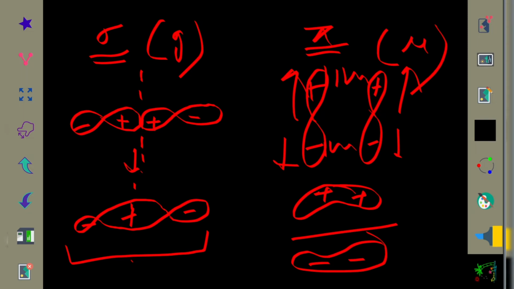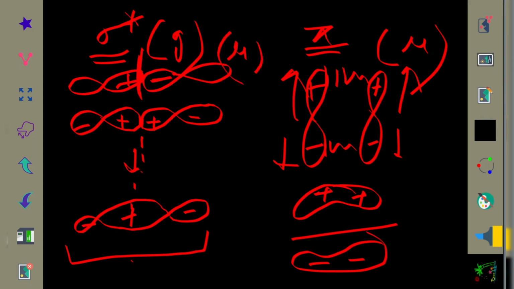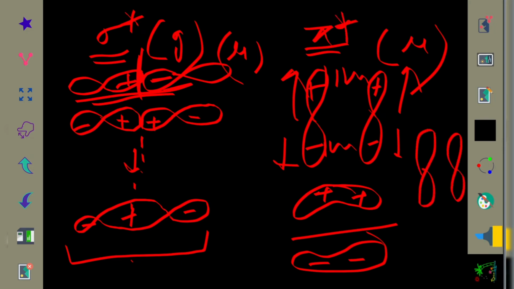And inverse of it, if you go for sigma star, here we will have a positive sign, and on the other side it is anti-bonding, like positive, negative. So this will be ungerade, right, sigma star. And if you go for pi star, pi star will be like this, positive, and the positive sign will be on the opposite side here like this. So if you move up and down, you will find the symmetry. So pi star will be gerade in nature.